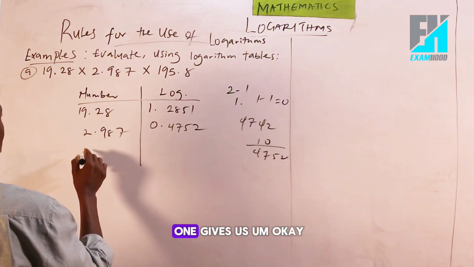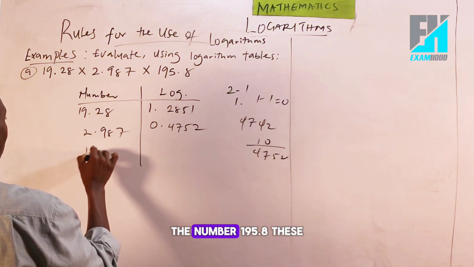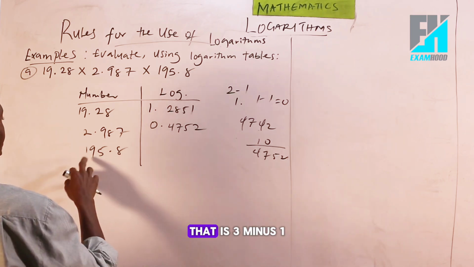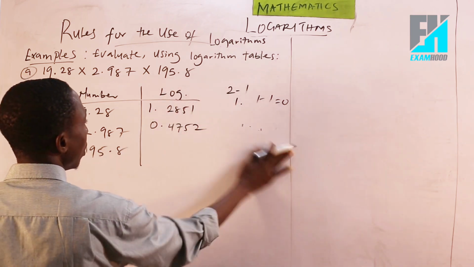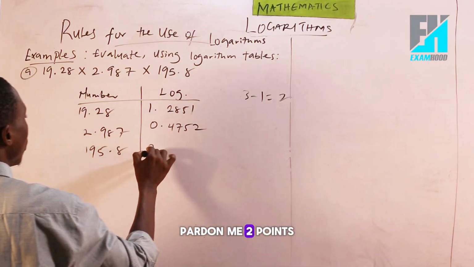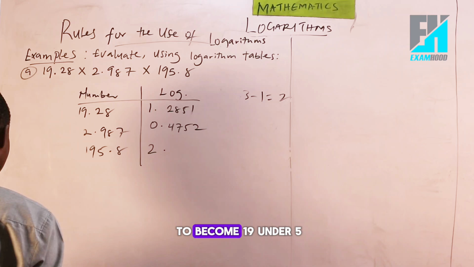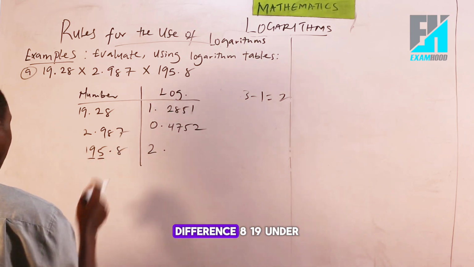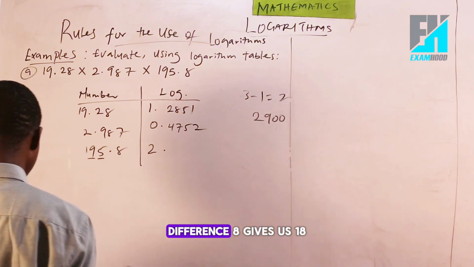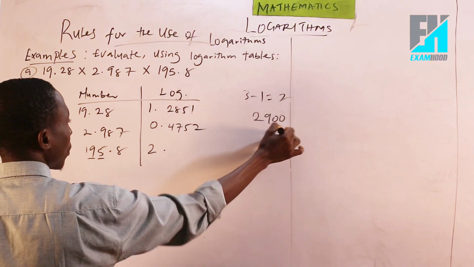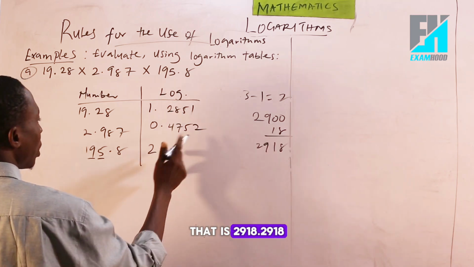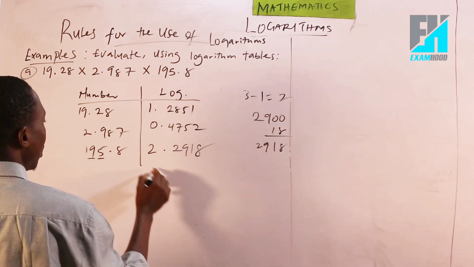So we have 0.4752. Now the last one gives us the number 195.8. These are 3 digits: 1, 2, 3. That is 3 minus 1, which gives 2, pardon me. 2 point. Then we have 19 under 5, difference 8. 19 under 5 is 2900. Difference 8 gives us 18. That is 2918. So we have 2.2918.